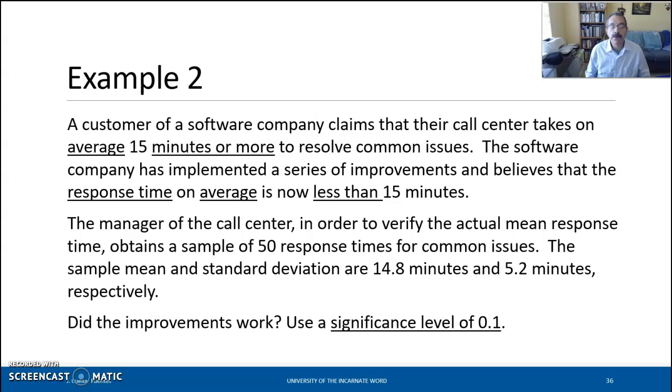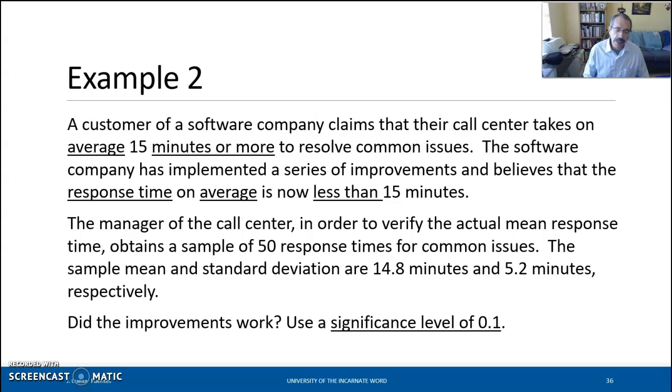This is part 5 of the Module 8 lecture. And here we're going to review more examples. In example 2, a customer of a software company claims that their call center takes on average 15 minutes or more to resolve common issues.